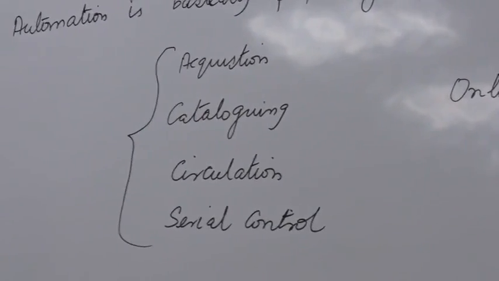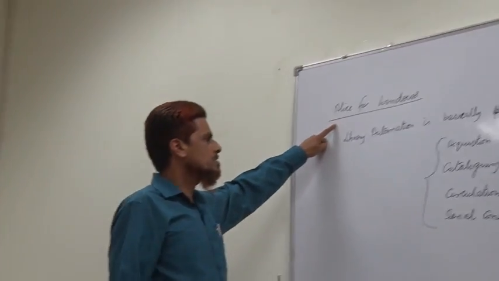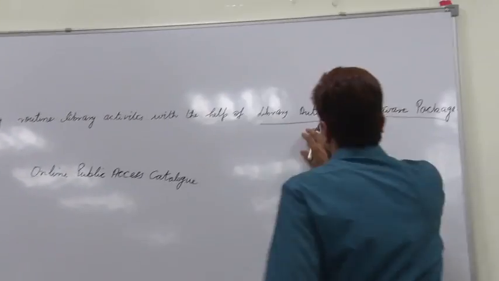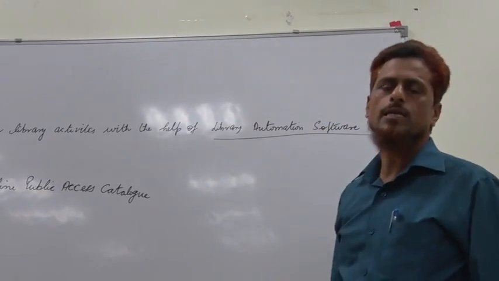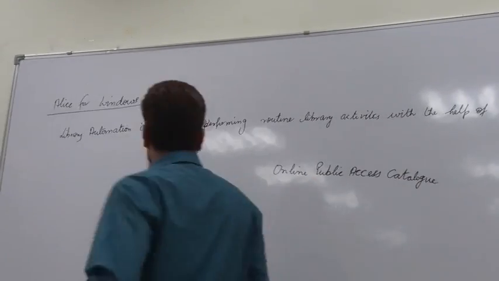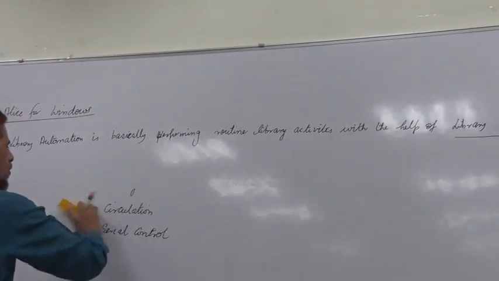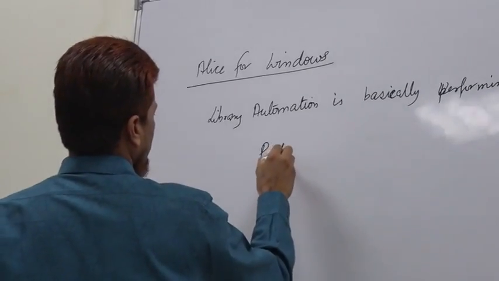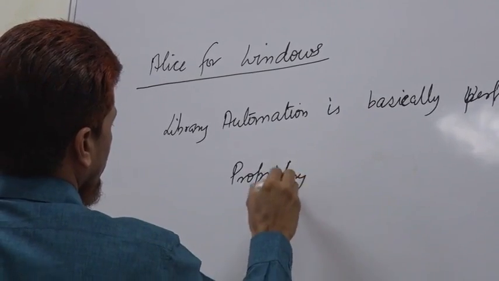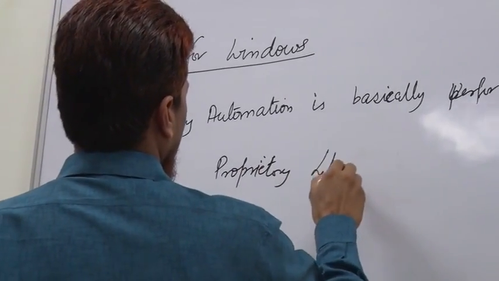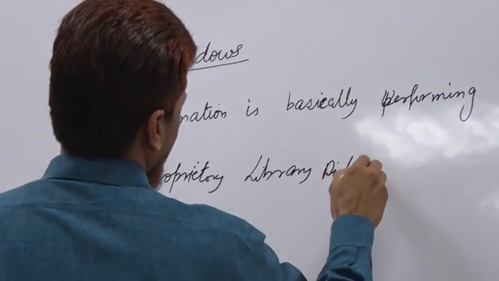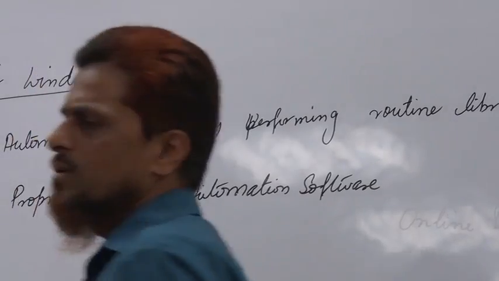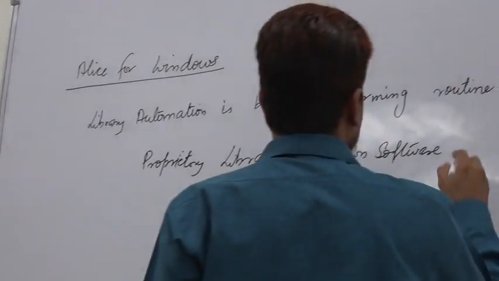My dear students, keep in your mind that I am going to take up Alice for Windows, and basically I am discussing background information. So library automation software packages are basically of two types. Library automation software packages, as I told you just now, are of two types. First are proprietary library automation software packages. You can note this down also, this information is quite relevant.